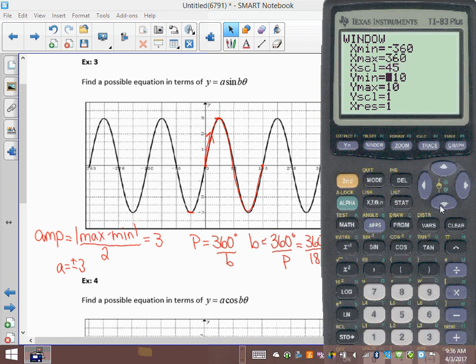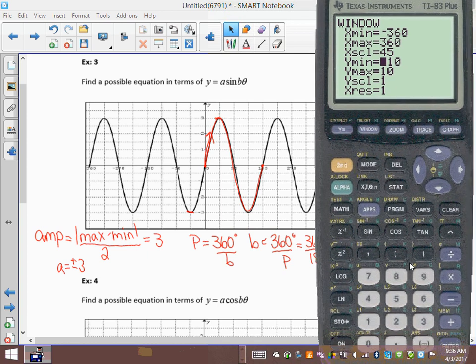Okay, what's my y min? Negative 4. My y max is positive 4. What's my little ticks going up by? 0.5. That's my y scale. If you turn this X res up to like 2 or 3, it draws your graph faster. So if it's at 1, it just draws it quite slow. If you turn it up to like a 3, it draws it faster. That's all that does. I'm going to turn it up to a 3.